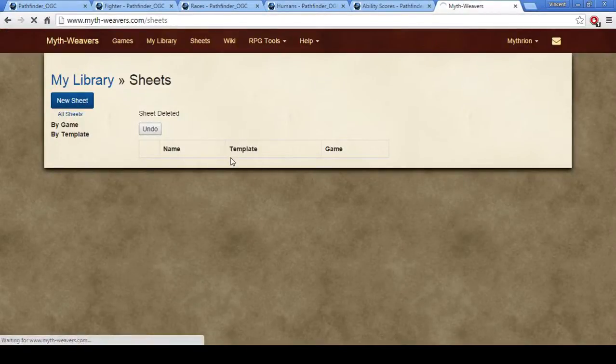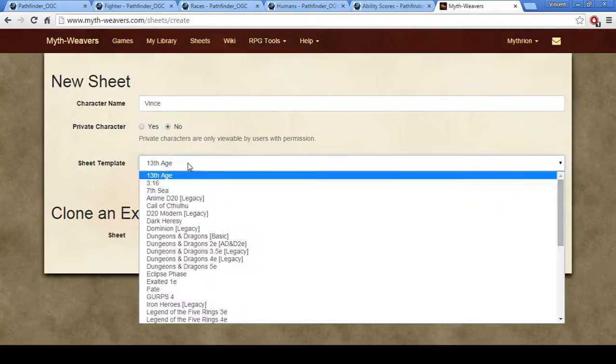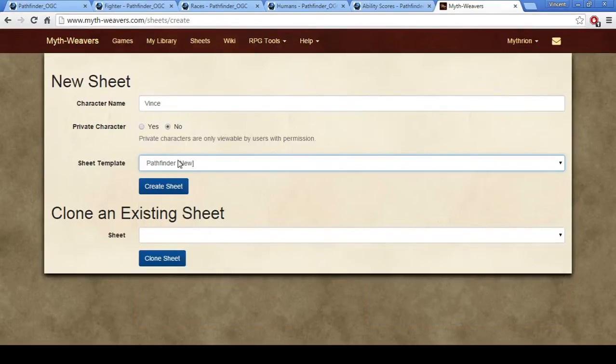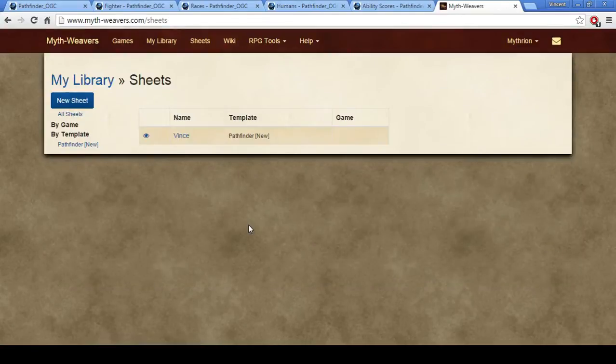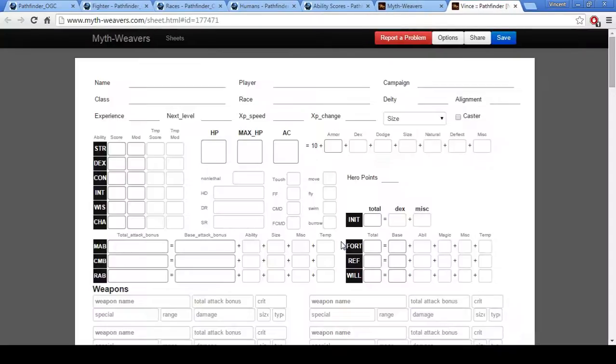So let's do new sheet on the Mistweavers thing. I'm going to call this Vince. I'm making myself as if I was a fighter in D&D. And we're going to do Pathfinder new, and we're going to do create character sheet. Yep, and it's going to create this character for us. See, now I've got this character. You just click on the name, and it'll open it for you, a nice little sheet like that.